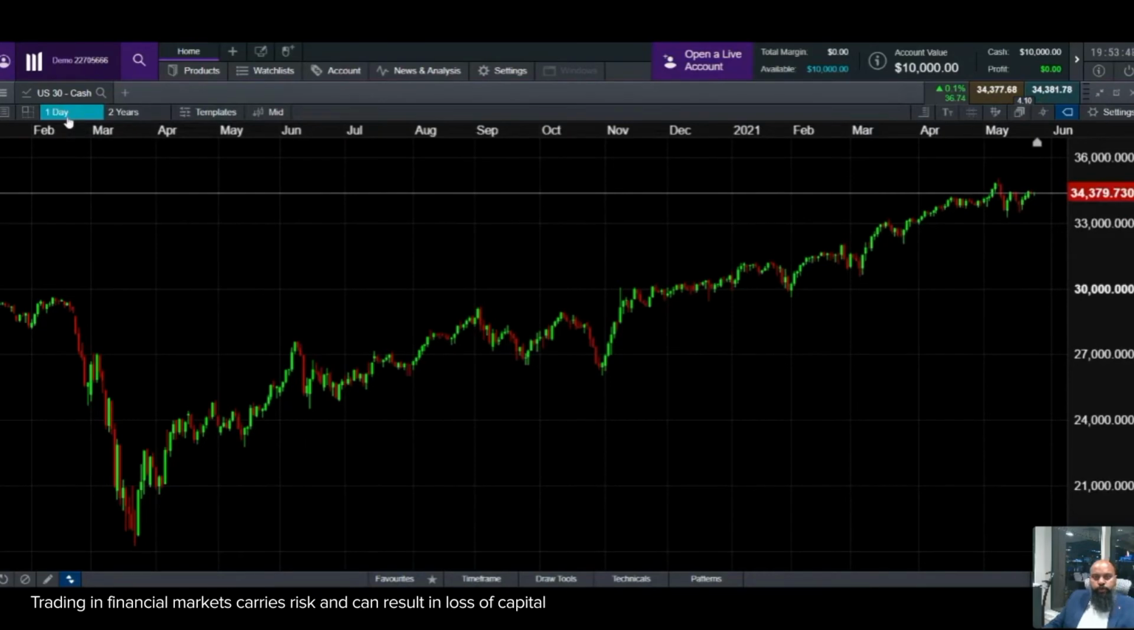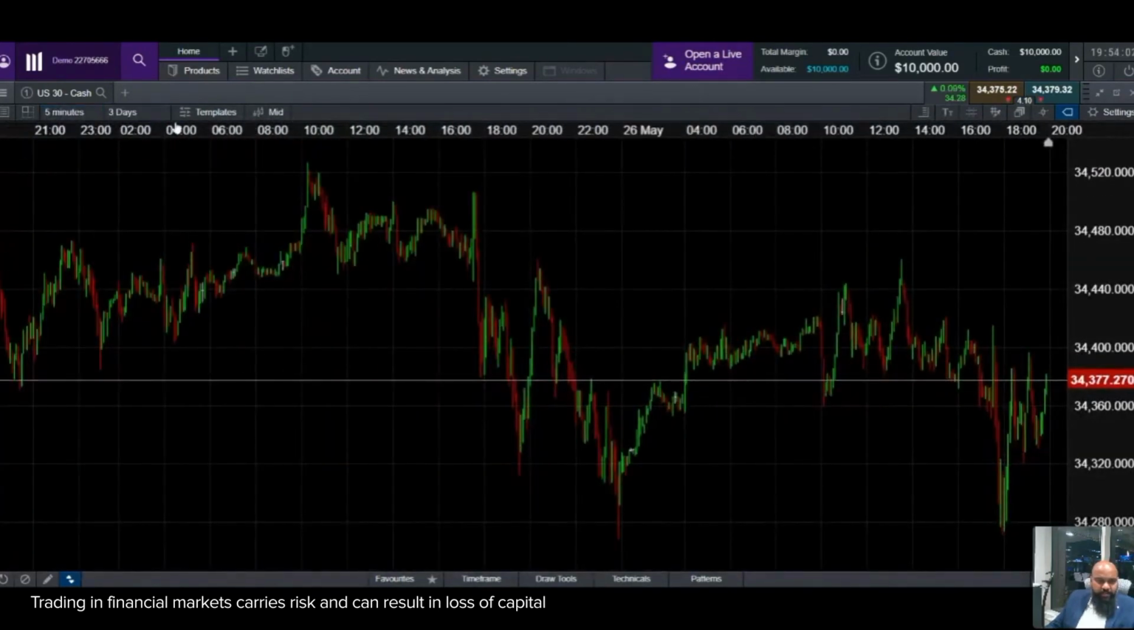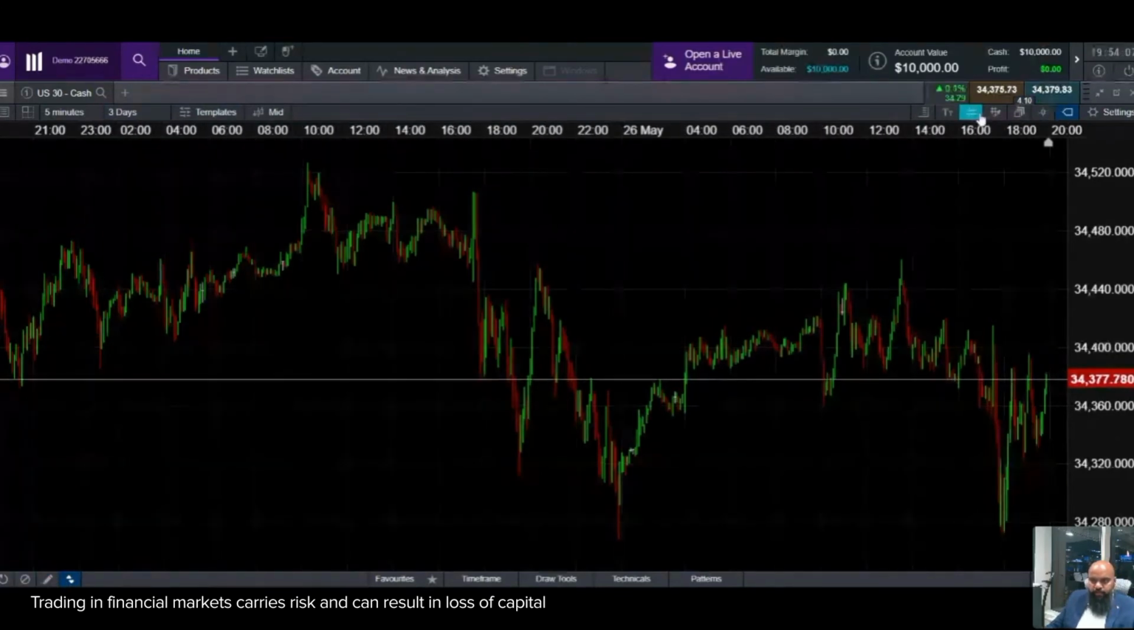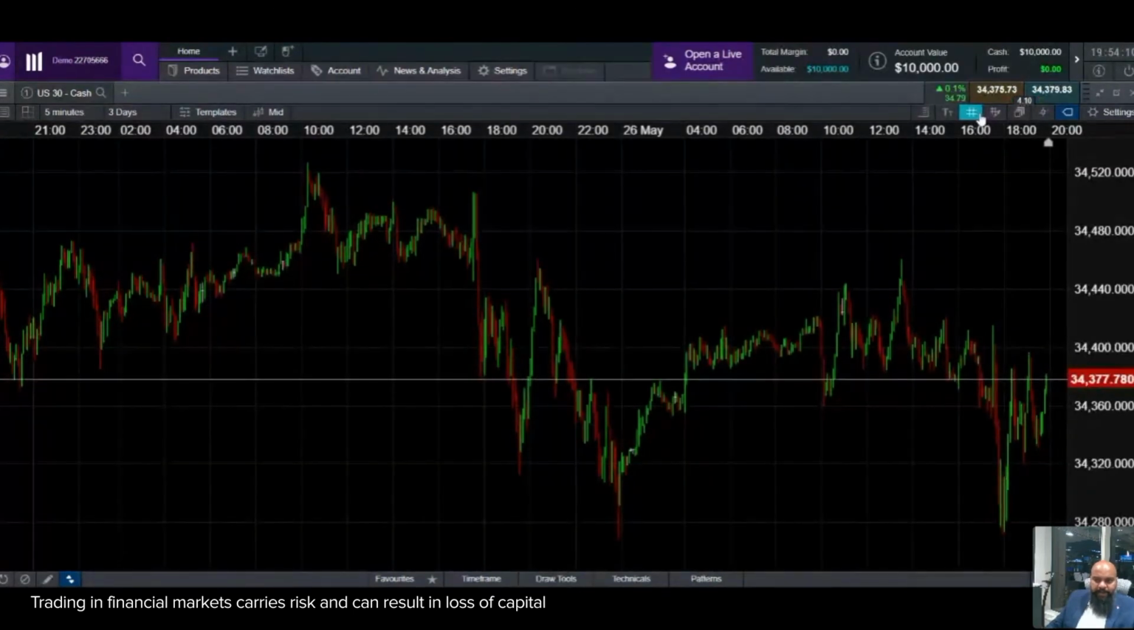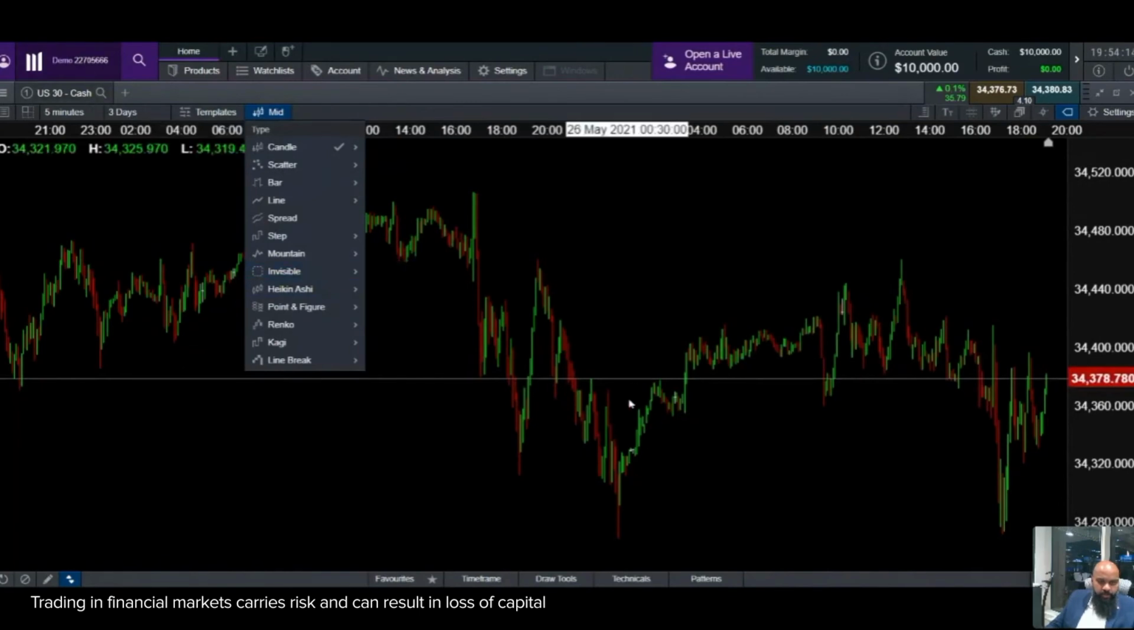US 30 is the top 30 blue chip companies of the US, but put into one index. So all the companies put together, the value is roughly around $34,000. Now let's go to a 5-minute chart. This is what happens when you use a smaller time frame. There's a lot of noise that comes along with the smaller time frame, but it is still tradable, it's just going to be a very tedious task.